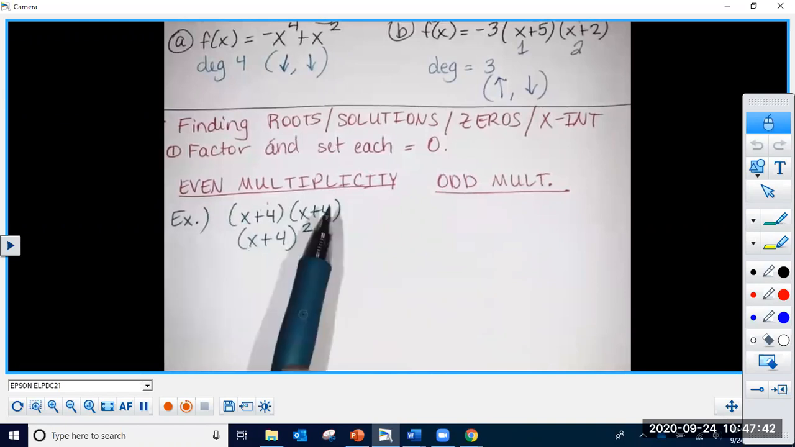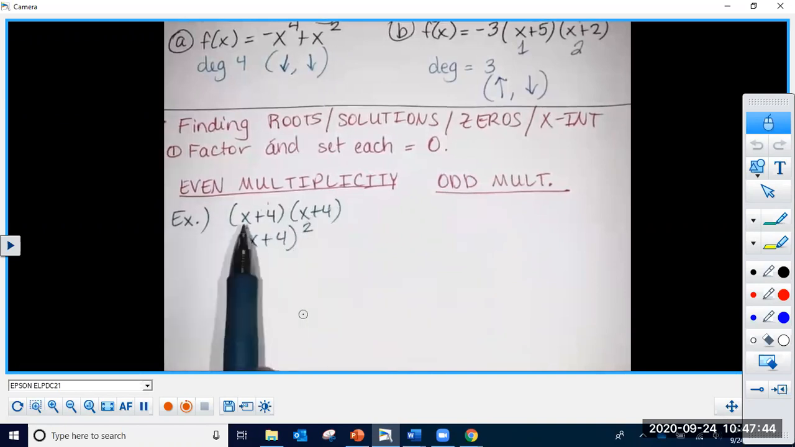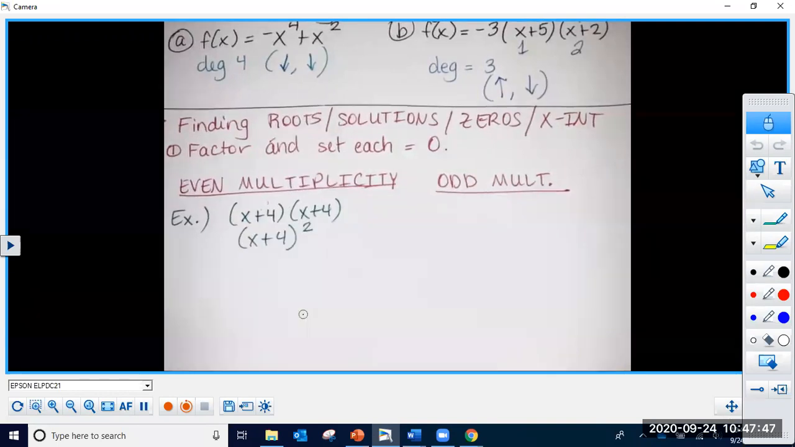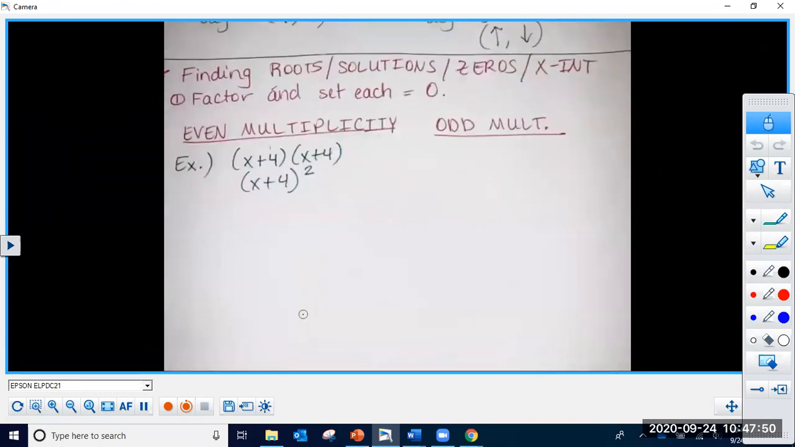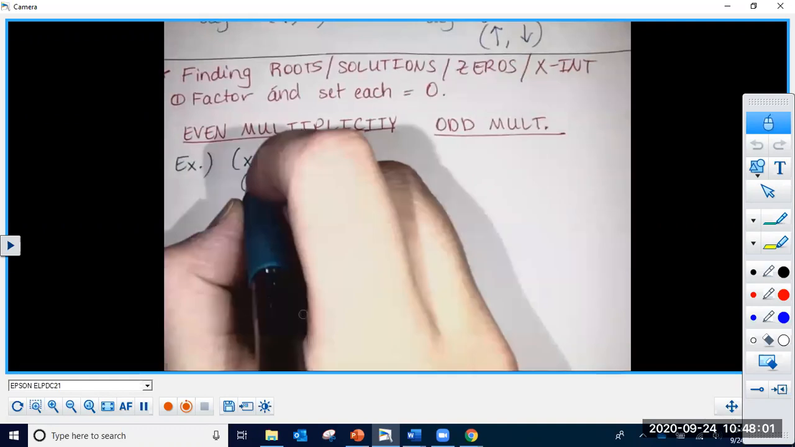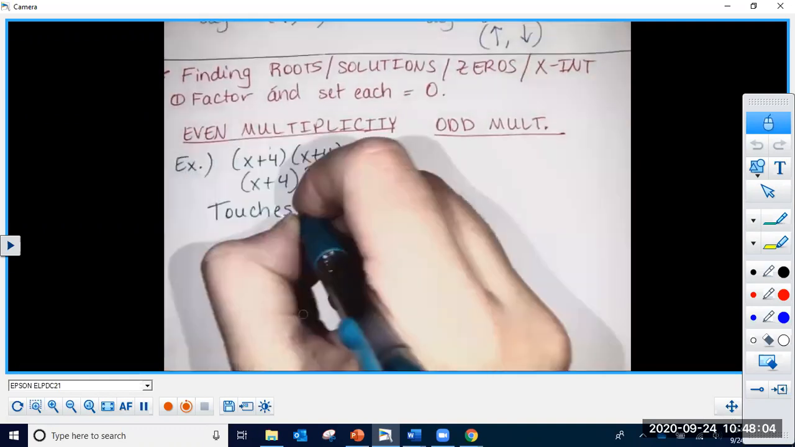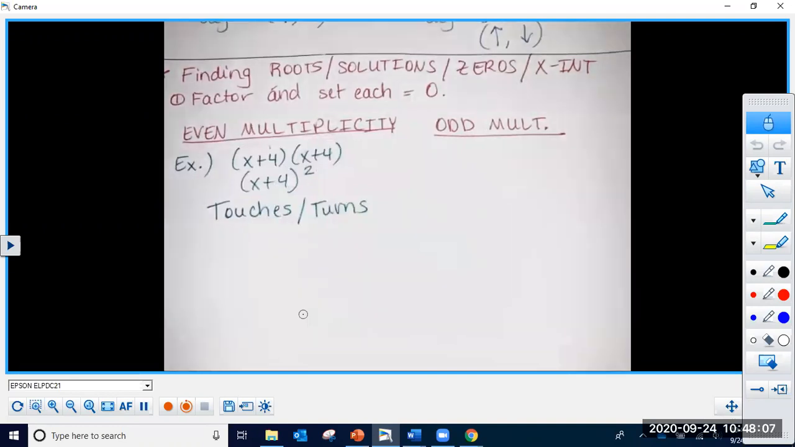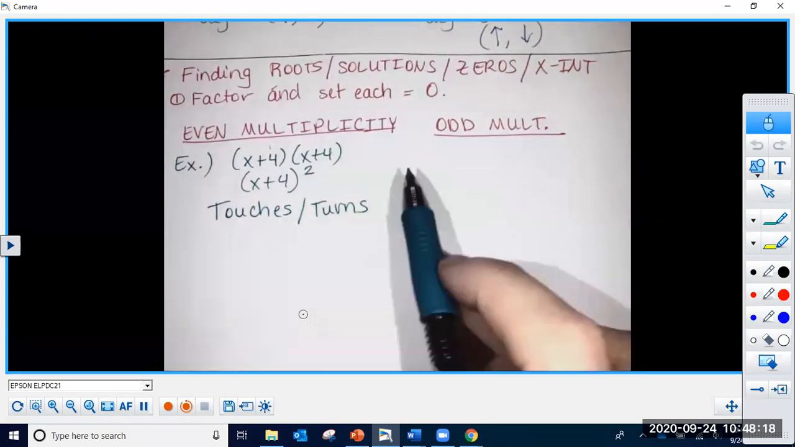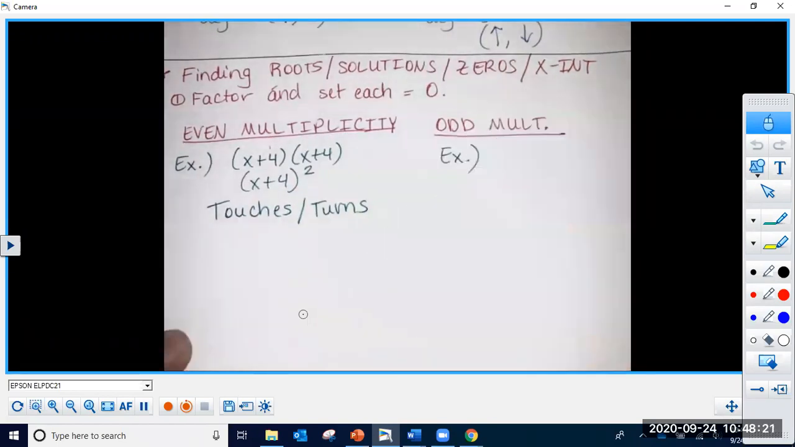What this indicates is at -4, which would be your x-intercept or zero, your graph is actually going to touch the x-axis and turn back from wherever direction it's coming from. So we would say it touches and turns back. So that's why we find the x-intercepts and then their multiplicity. I'm going to find the point at which the graph either touches and turns at the x-axis or crosses. What do you think it would do if it's an odd multiplicity? Good, it would cross.